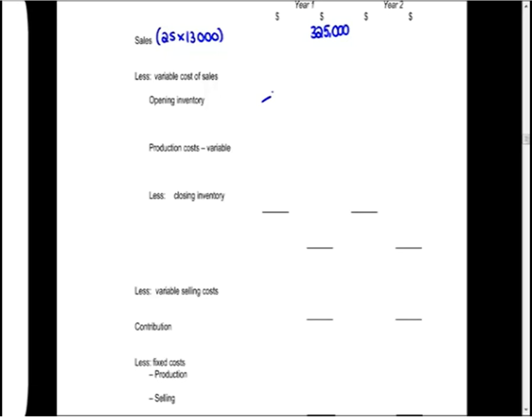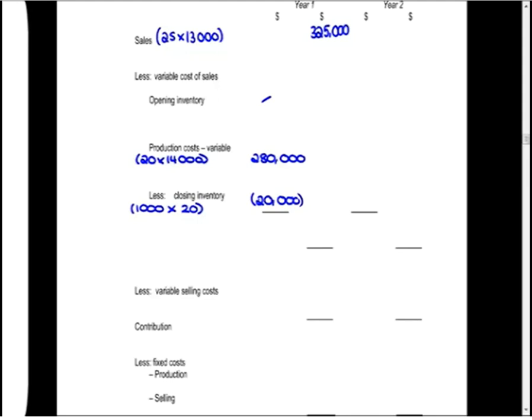My variable production costs then are not based on the units sold, they're based on the units made. And they were $20 per unit, and we made 14,000. So that's $280,000. Now we made 14,000, but we only sold 13,000. So we have 1,000 units of closing inventory and they will be valued at the variable production costs of $20. So closing inventory is worth $20,000.